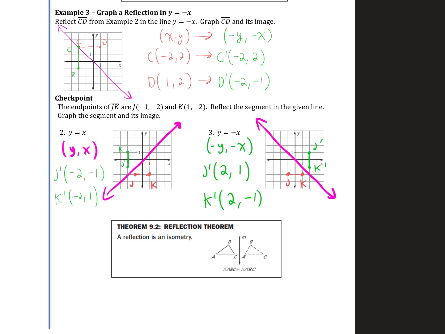And we're good. Cool. All right, and then also the last thing we have here is a theorem. This reflection theorem is that a reflection is an isometry, okay? So basically it doesn't change the shape or size of the shape.